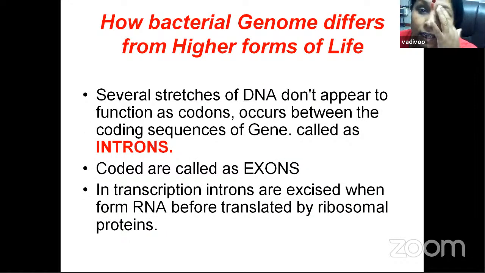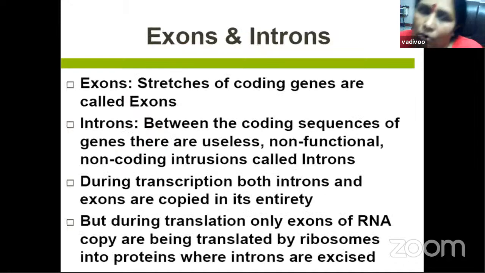How the bacterial genome differs from higher forms of life is mainly that several stretches of DNA don't appear to function as codons, and those parts are called introns. The coding part of the genome is called the exons. In transcription, these introns are excised when forming RNA before it is translated by the ribosomal protein. I hope you are all familiar with these terms. Exons are stretches of coding genes, and introns are sequences of genes that are useless and non-functional.